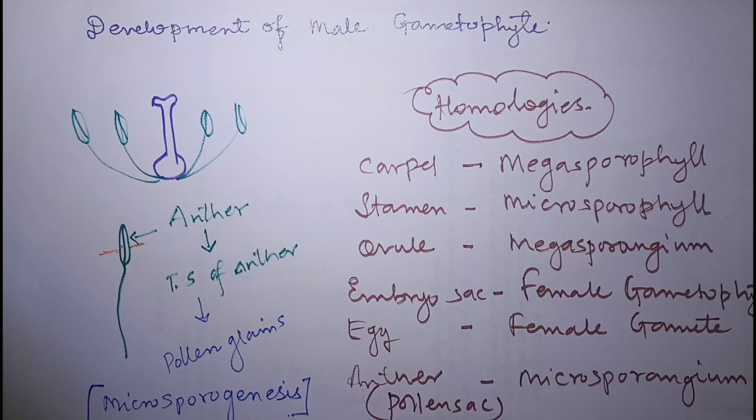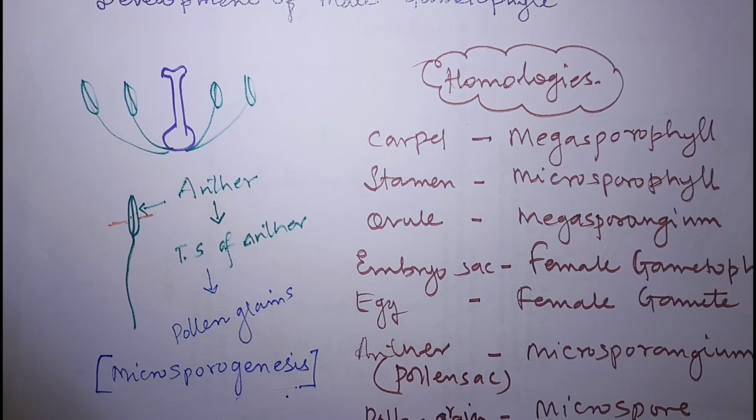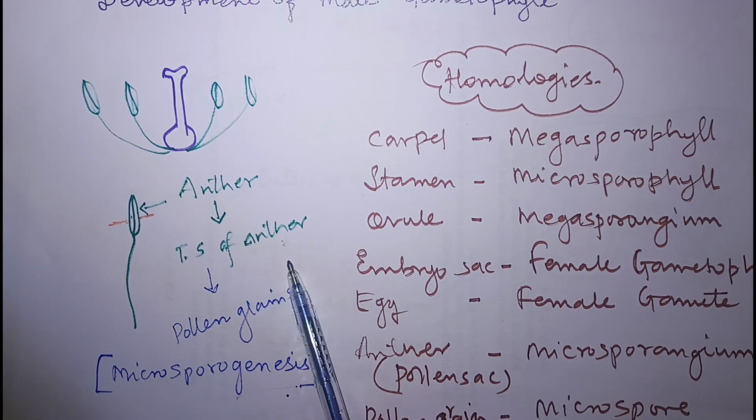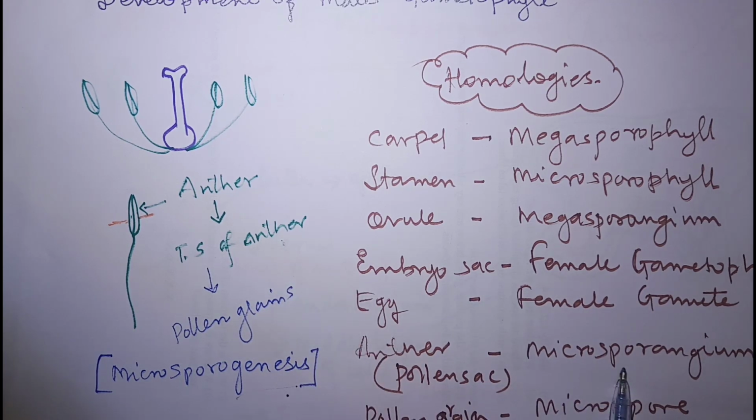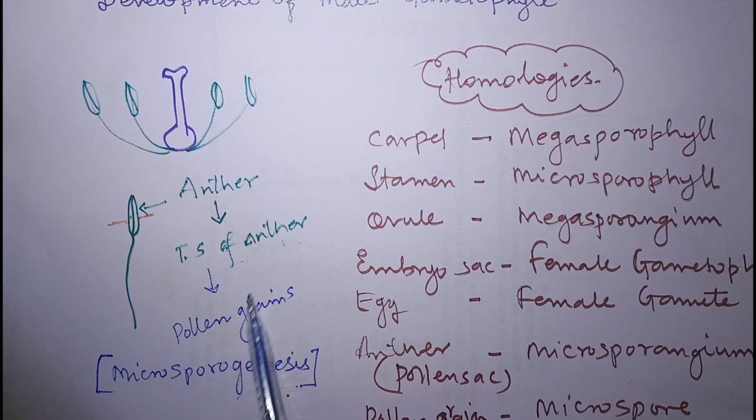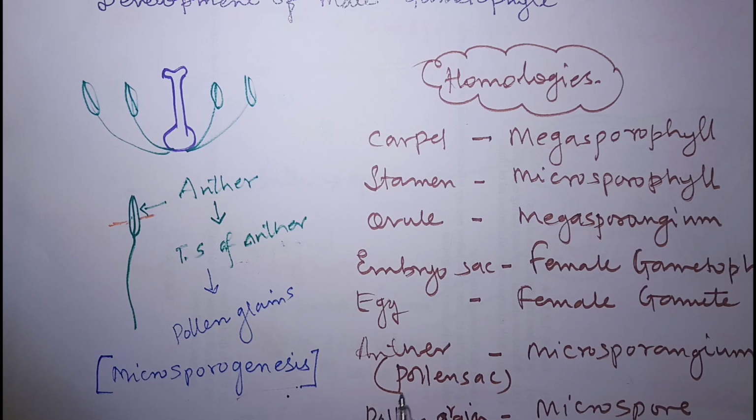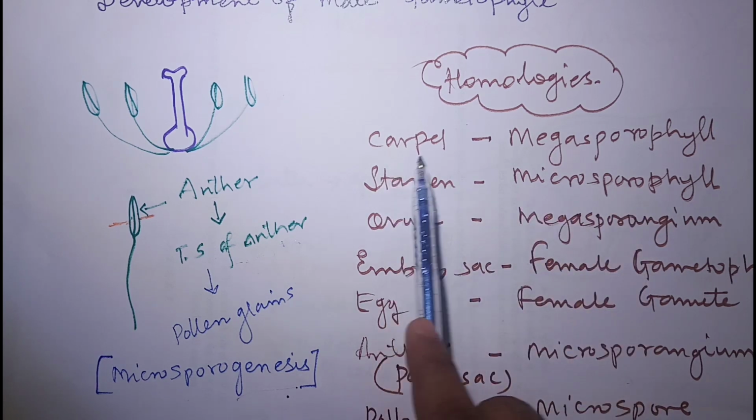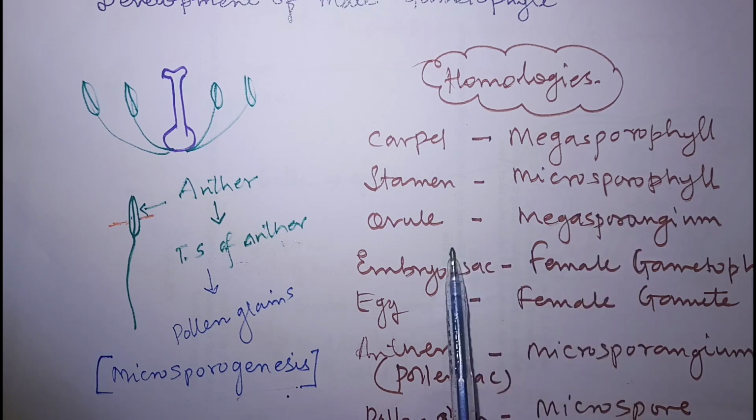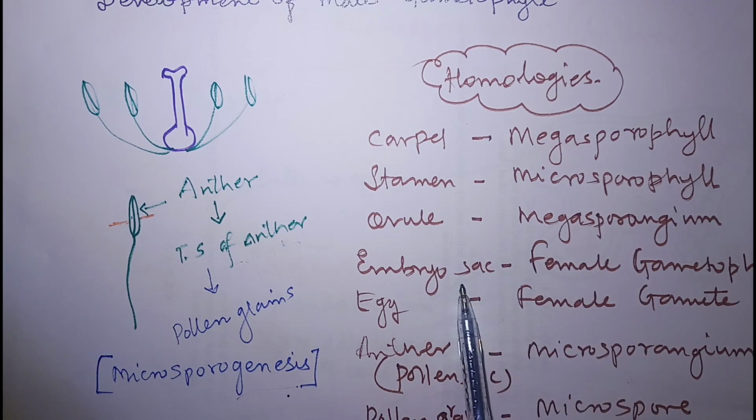So first we have studied about the anther, and where the anther is present exactly I have shown you. The anther is called microsporangium, and in this microsporangium pollen grains are produced. This process of formation of pollen grains is called microsporogenesis. Then we have studied certain homologies: carpel is called megasporophyll, stamen is called microsporophyll, ovule is called megasporangium, embryo sac is called female gametophyte, egg is called female gamete, anther is microsporangium, pollen grains are microspores.